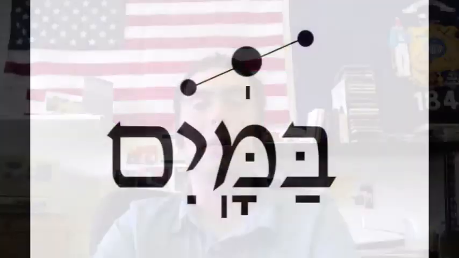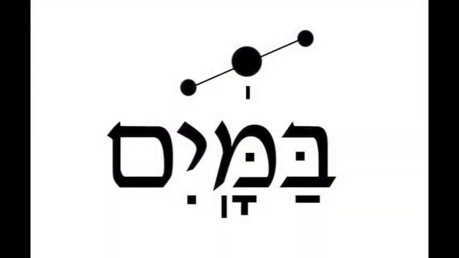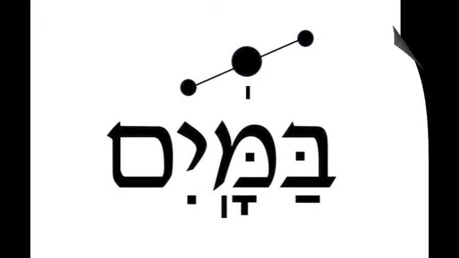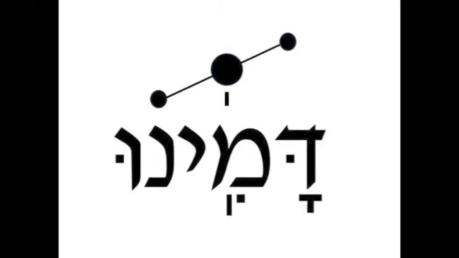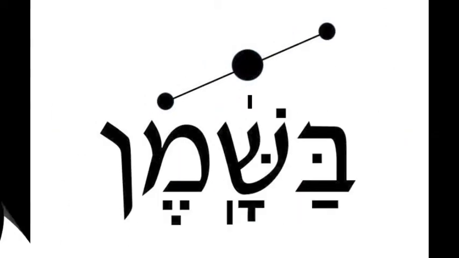Meratzechim. If there's a syllable after the accented syllable, we will sing it according to the last note in the diagram. For example, Ba'mayim. Daminu. Bashamen.